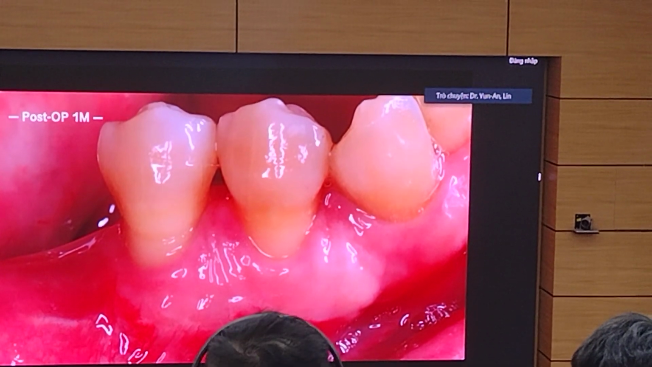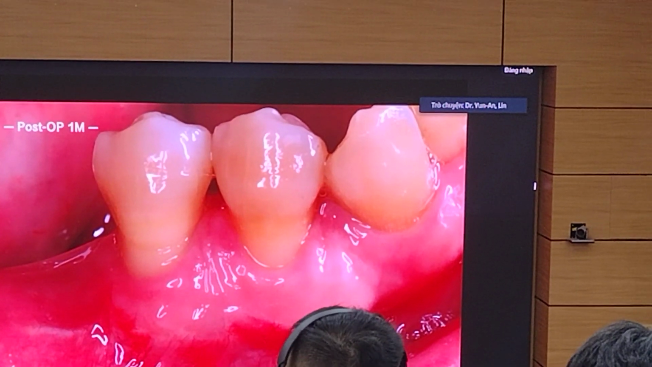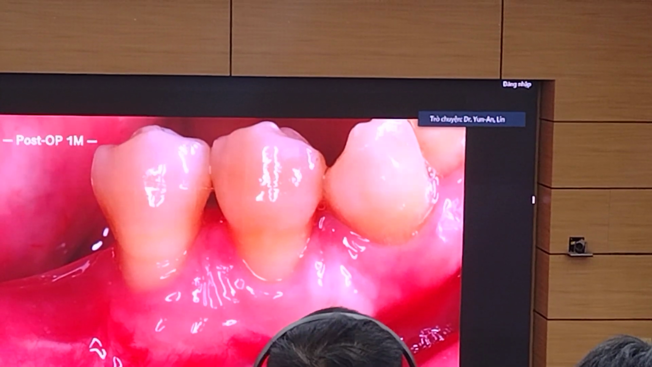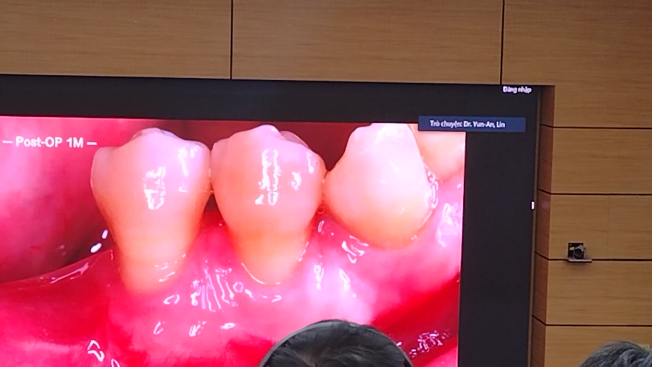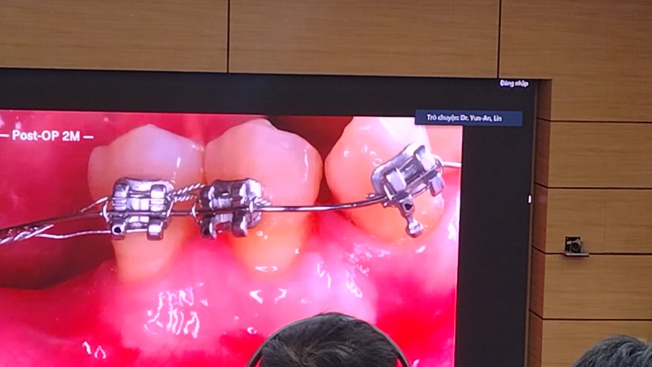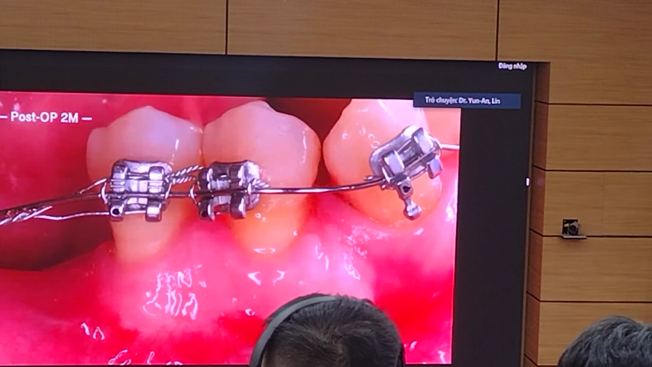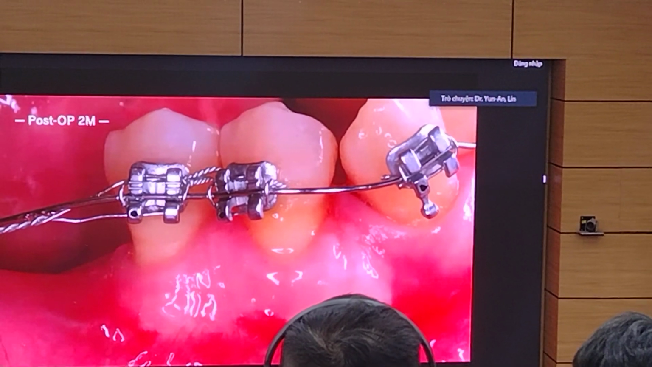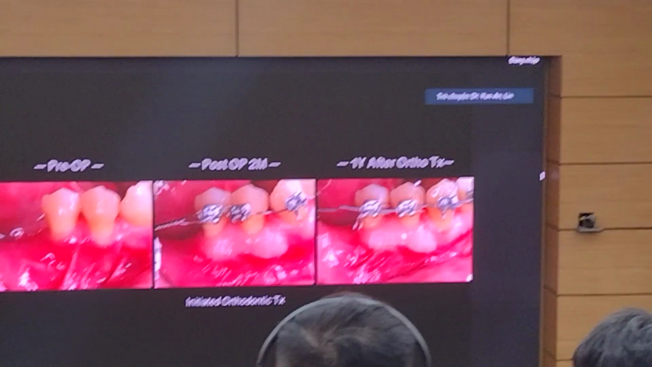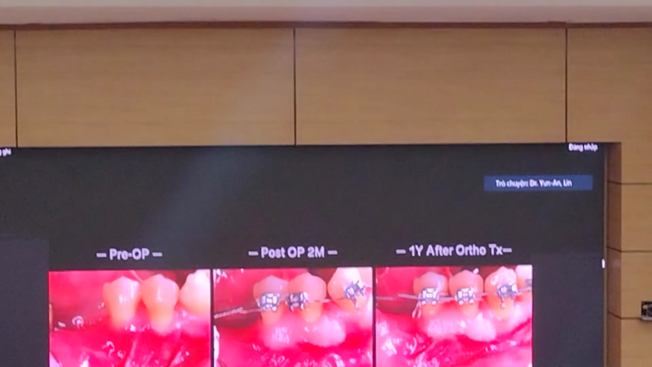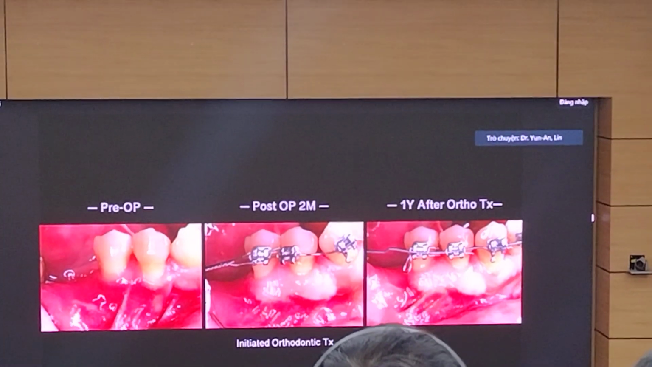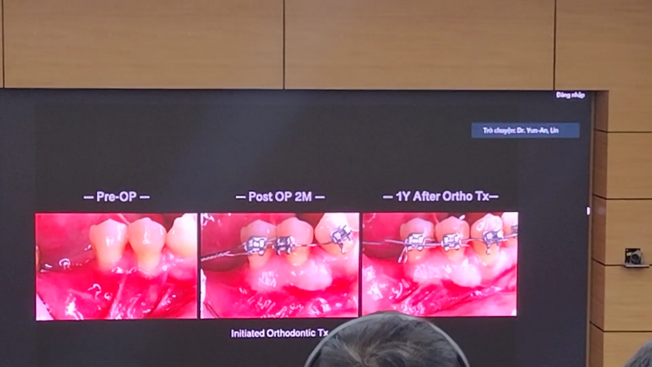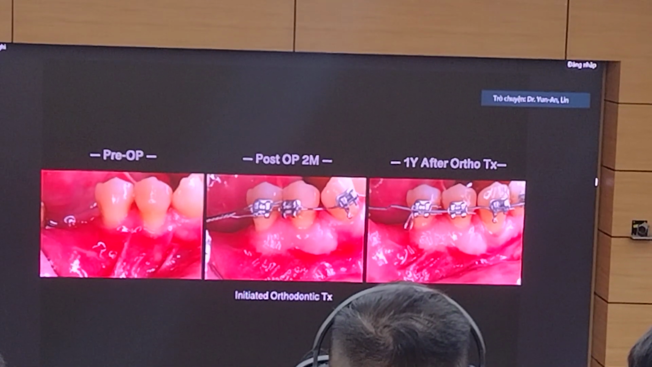However, we keep follow-up to observe whether the soft tissue creeping will happen. 2 months after the surgery, the soft tissue creeping effect could be observed over to frontal buccal side. The orthodontic treatment was initiated. Till now, 1 year after the orthodontic treatment, the margin and the soft tissue thickness remain stable.